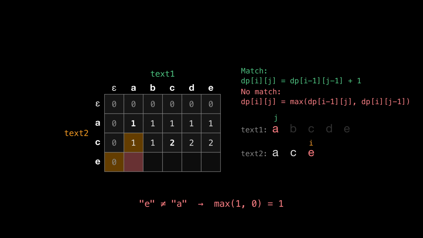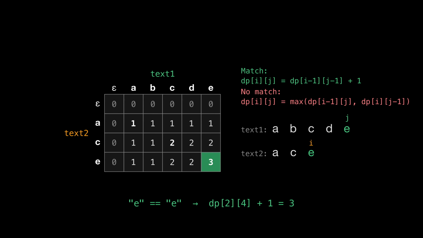For the final row, we compare the character e in text 2 with all the characters in text 1. We propagate the longest common subsequence until we find another match where e equals e. So we get the previous longest common subsequence plus 1, which gives us 3. And at this point, we've reached the end of our grid, so we can return 3 as our answer for the longest common subsequence between text 1 and text 2.